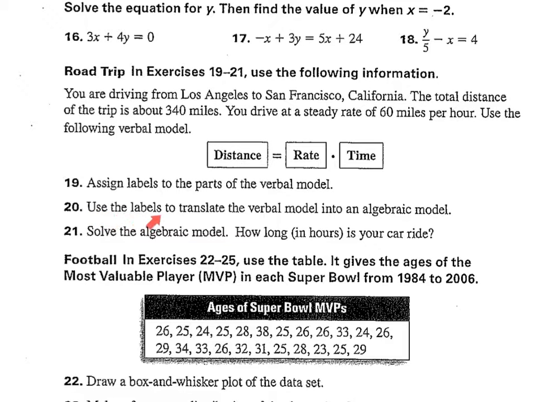And 20 says use these labels now to set up the equation. So basically now assign numbers to these values. And then lastly, solve. They want to know how long in hours it'll take. So you're solving for time. They haven't given us anything about time. They gave us a distance. They gave us a speed. You figure out how long it took. Very simple problem.